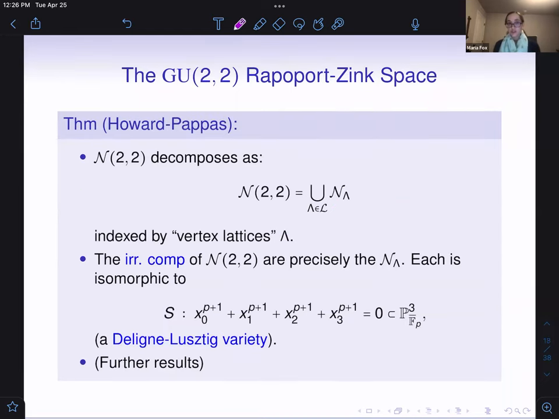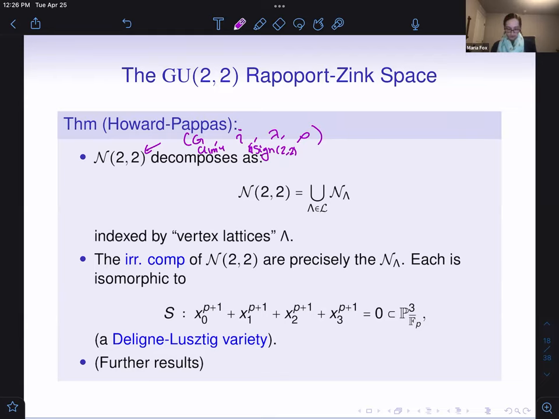Similarly, for signature 2-2, studied by Howard and Pappas, now it's a moduli space of p-divisible groups of dimension 4. Again, there's an action of our field, meeting the signature 2-2, a polarization, and a map to the base point. Though I should emphasize their techniques are very different, there are significant complications here, the result is quite similar. You can study these vertex lattices. Each vertex lattice will cut out an irreducible component. Each irreducible component is a Deligne-Lusztig variety.